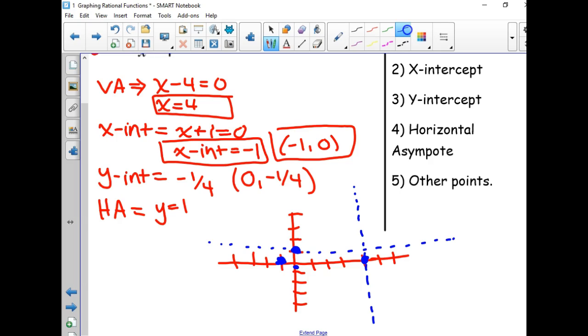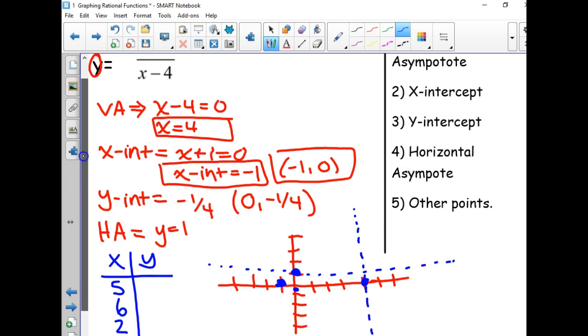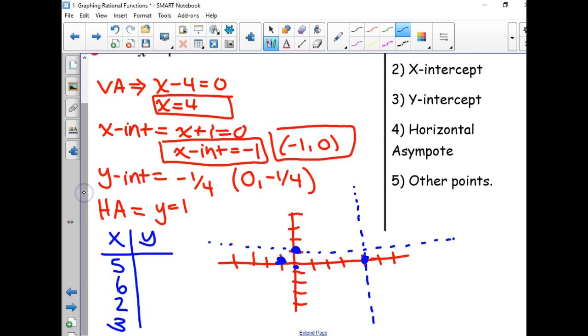Now we're going to make a table: 2 to the left, 2 to the right. Well, we're at 4, so we want 5 and 6, and then we also want 2 and 3. We're going to plug those in. So what's our function again? Let's rewrite it so we can see it. y is equal to (x plus 1) over (x minus 4). Is that right, guys?